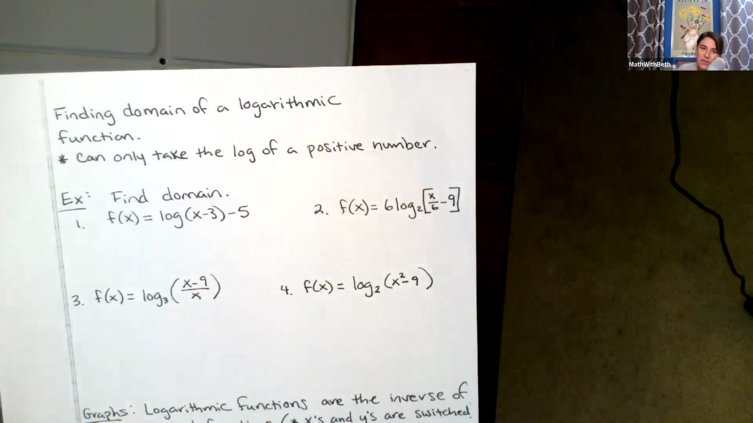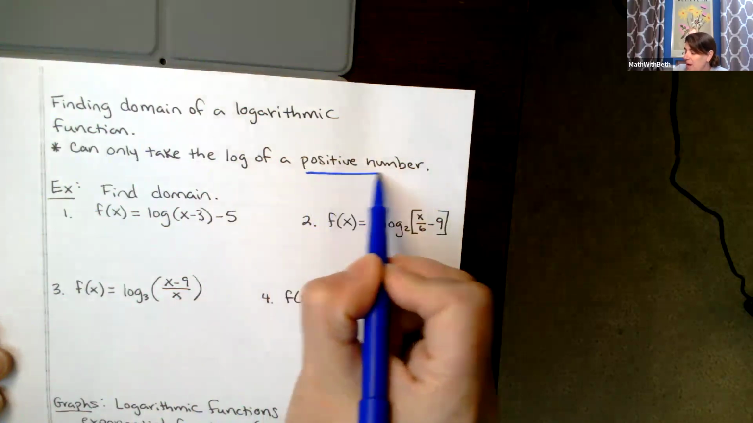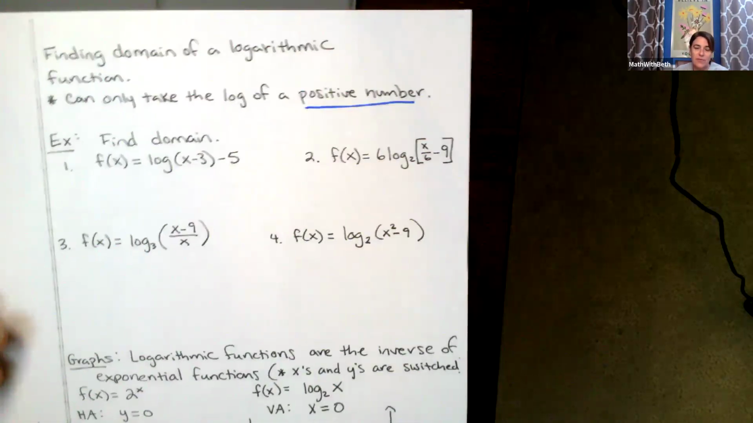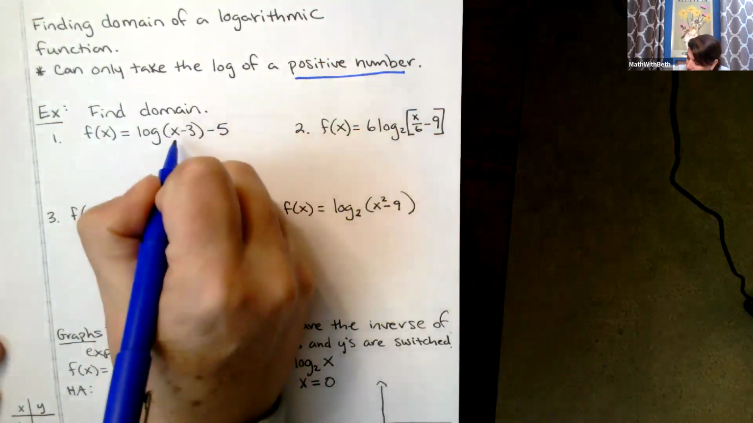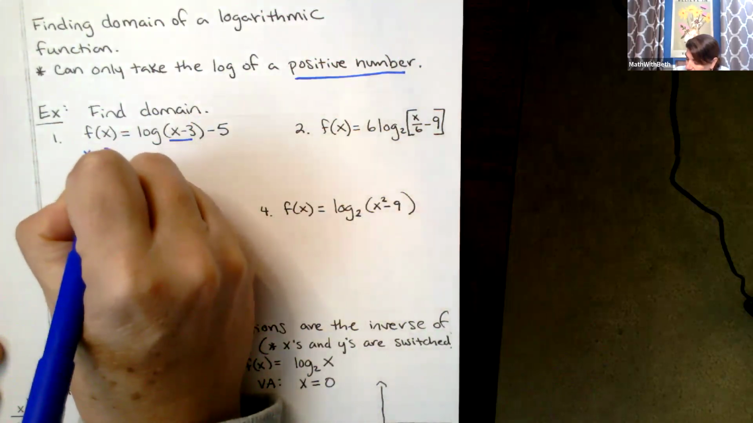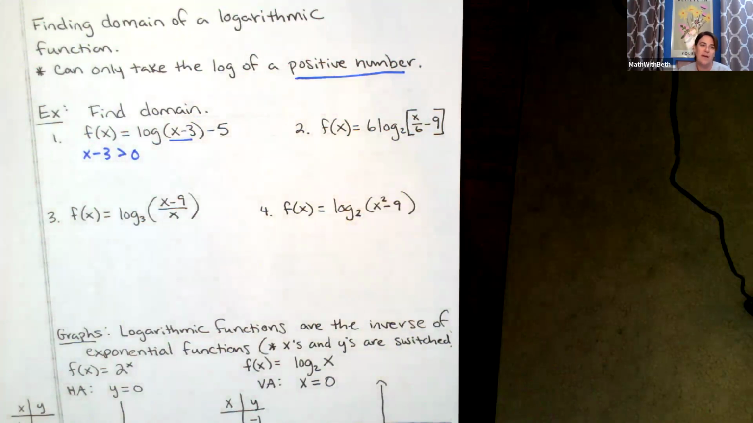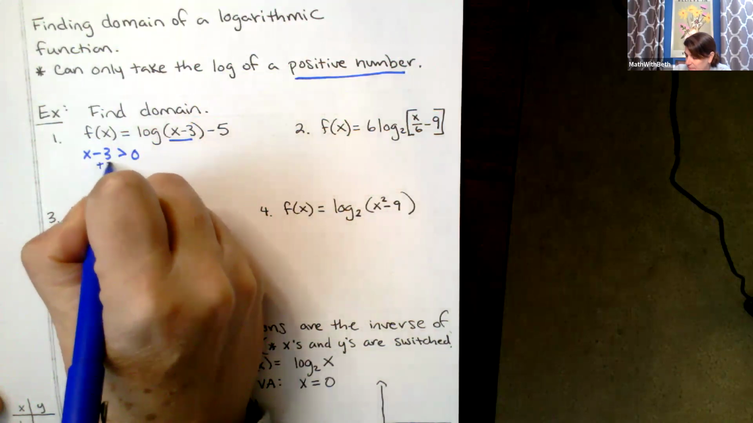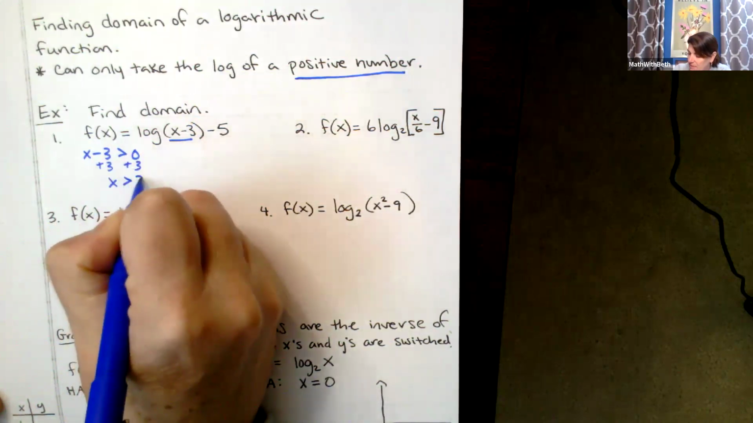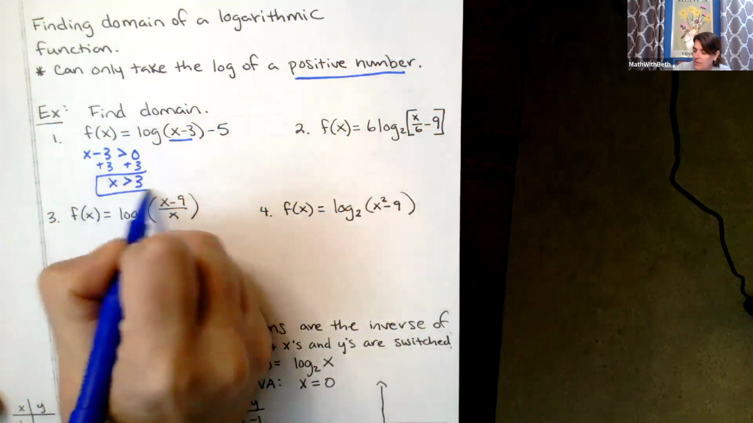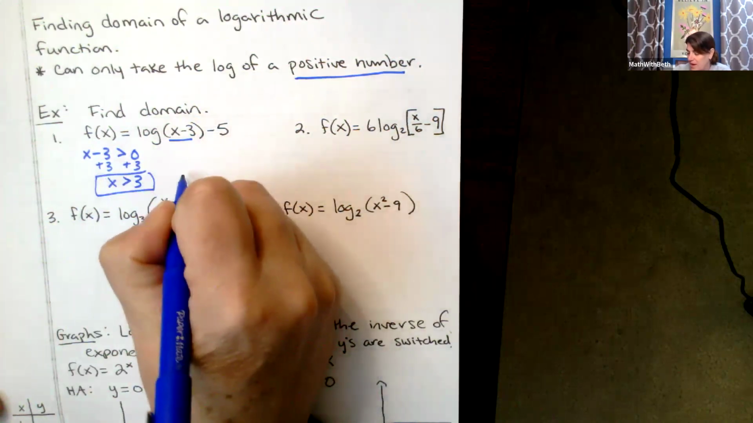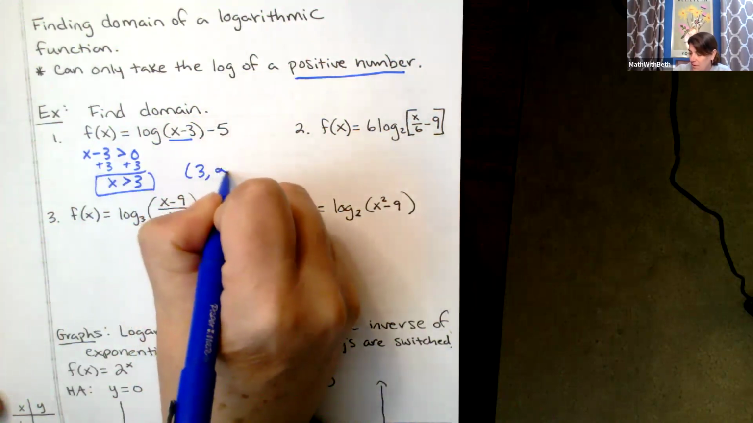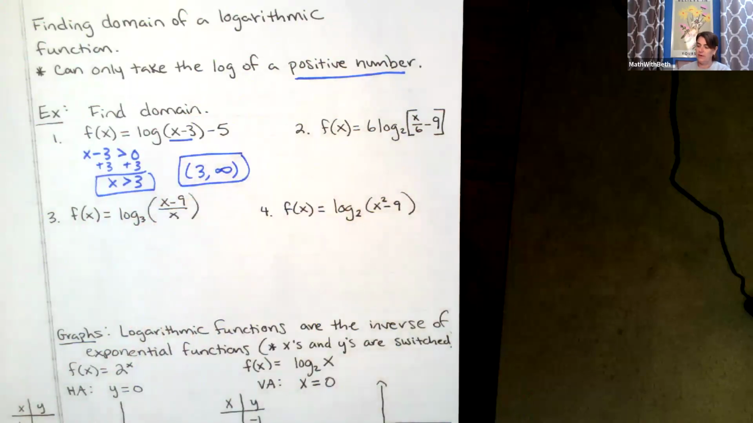Okay, if they're asking you anything about the domain of a log equation, the only thing to keep in mind is that you have to take the log of a positive number. So if I was doing something like number 1, that's just talking about the x minus 3. So if that has to be positive, I can set up something like that. And then this is easy to solve because I would just add 3. X has to be greater than 3. That is my domain. If they wanted me to write it as an interval, that would mean this, 3 to infinity.